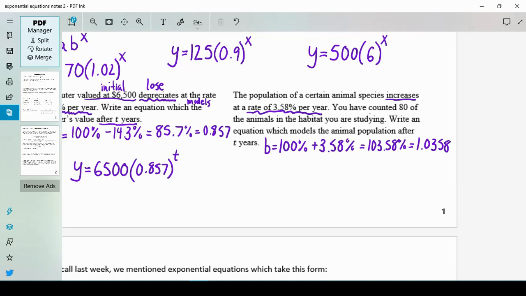This 80 that you have counted, we're going to call that our initial amount. So to write the equation, y equals 80 times our b value, which is our rate at which this is happening. So this will be 1.0358. And that'll be raised, once again here it says at the end, write an equation after t years, so we're going to raise this to the t power. And that would be our equation.